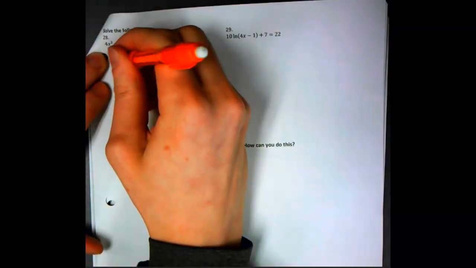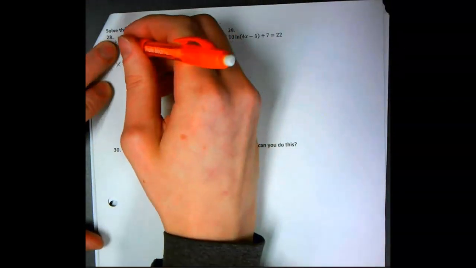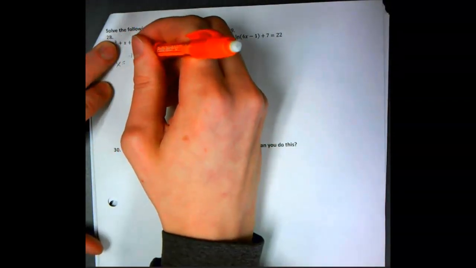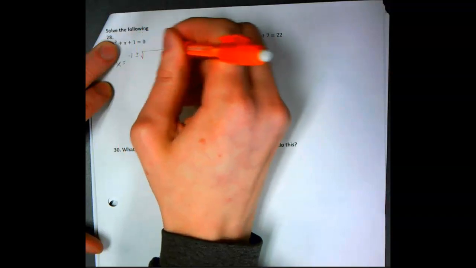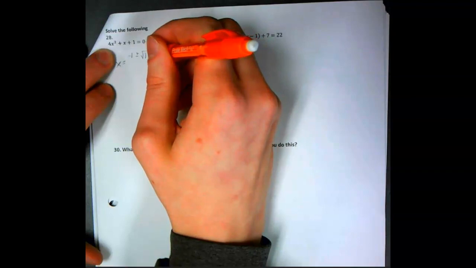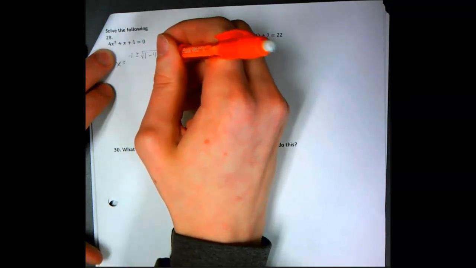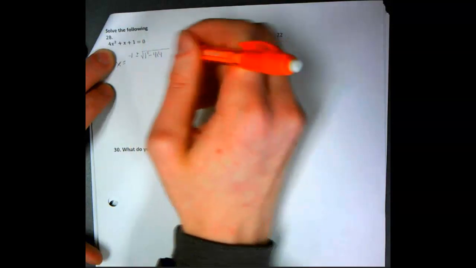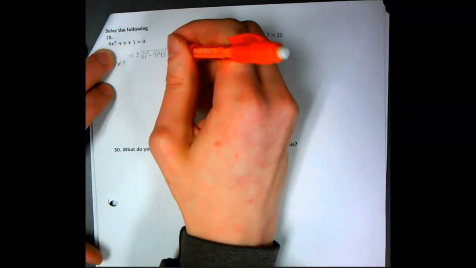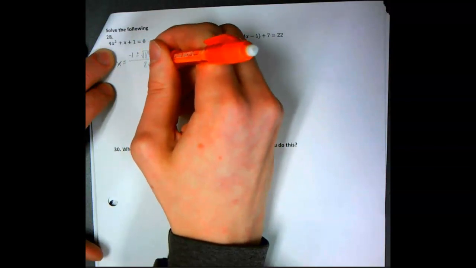After we realize that factoring is not going to work for us, we'll use the quadratic formula, and we'll have x equals the negative b, so negative 1, plus or minus the square root of b squared minus 4ac, and it's going to be over 2a.